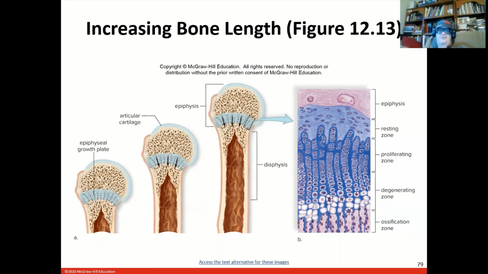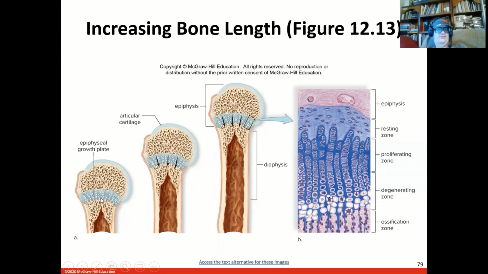Below that, the proliferating zone, which is where you have the expansion, that's where the new cartilage is being made. Below that, the degenerating zone, which is where the chondrocytes are dying. And then the ossification zone, where we have the osteoblasts coming in and replacing this with matrix.